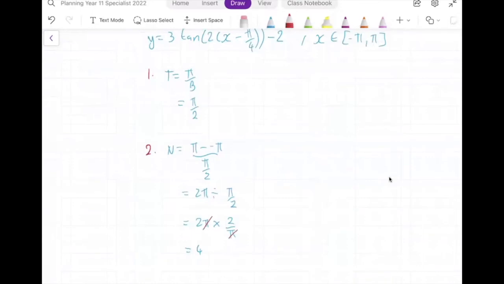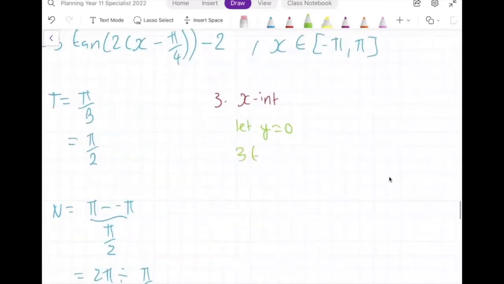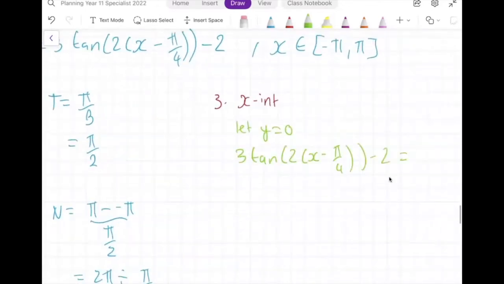Now, we don't really have critical points in the same way. We do, however, have x-intercepts. So let's just change this step into find the x-intercept. So if I want to find the x-intercept, I'm going to let y equal 0. That's going to give 3 tan of 2x minus pi on 4, minus 2 equals 0.